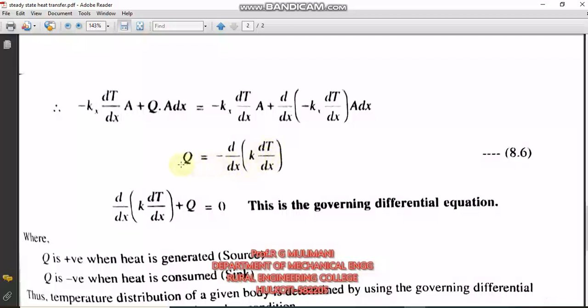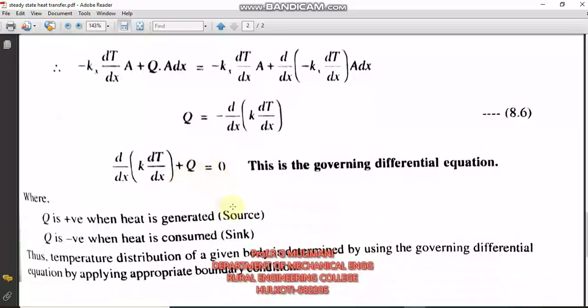Taking this to this side, this is the expression we are left with. This is the governing differential equation for steady state heat transfer for one dimensional problems, where dT by dx is the temperature gradient, k is the thermal conductivity, and q is the heat generated. It is also called the source when heat is generated, and when heat is consumed it is called the sink.